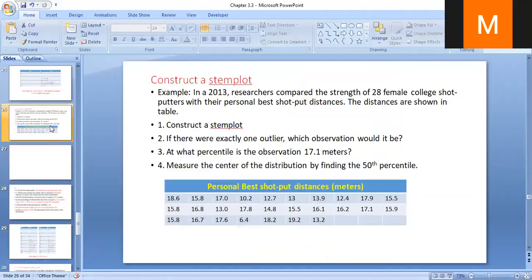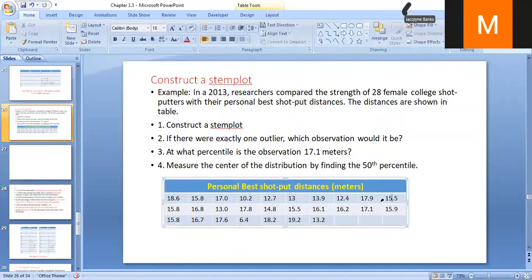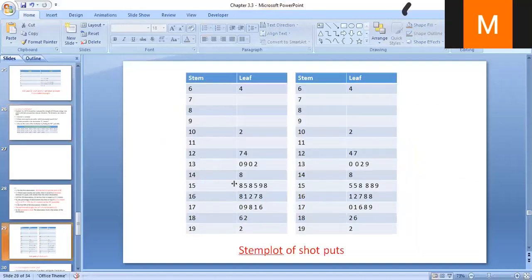And 15: 15.8, 15.5, 15.8, 15.5, 15.9, 15.8. And then you put on this one.